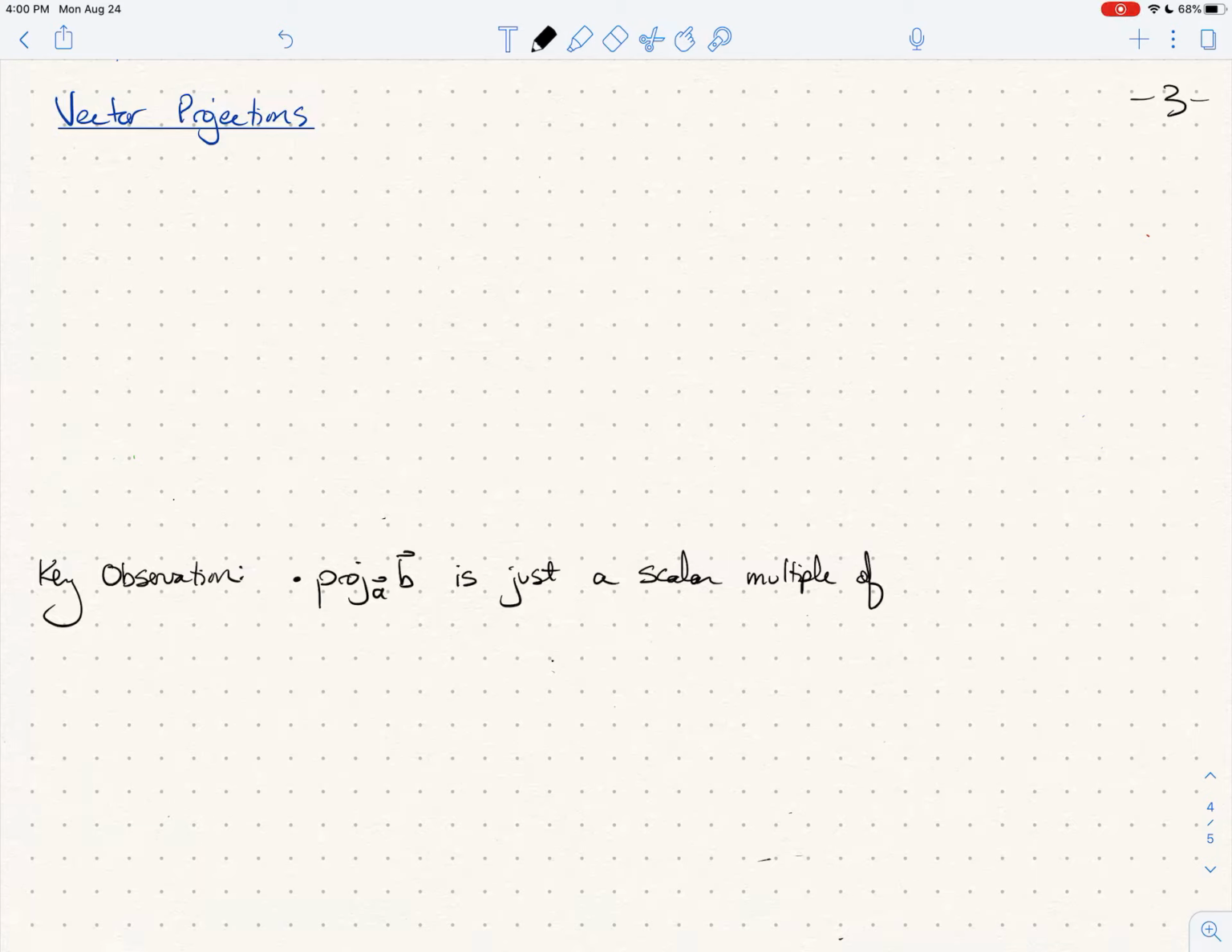All right, so I want to introduce you to the world of vector projections. We're going to need these concepts as we move along in the course and build some theory, but you'll also run into them in a lot of application settings like physics or engineering, those kinds of things.